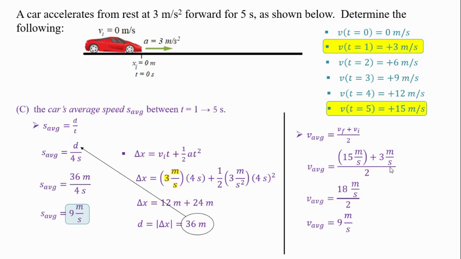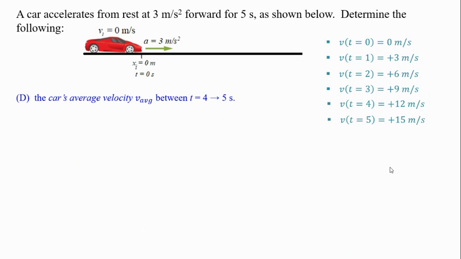As you can see, the magnitude is the same. The magnitude is 9 meters per second. And average speed is a scalar, so I don't need to include direction. So that's the second way to do it. All right, so pick a strategy that works best in your brain and utilize it. All right, let's do part D.